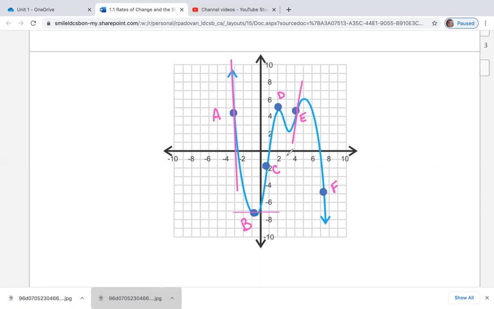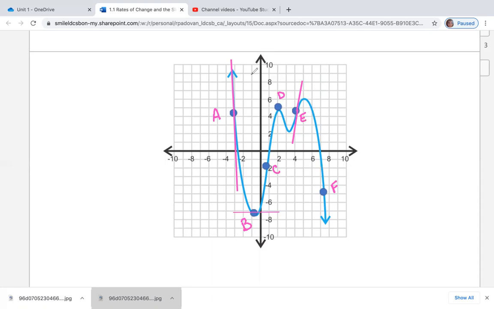At which 2 points is the instantaneous rate of change negative? That's when my slope is negative. So at point A and at point F. And where is it positive? It would be when I'm increasing on the graph at point C and point E.